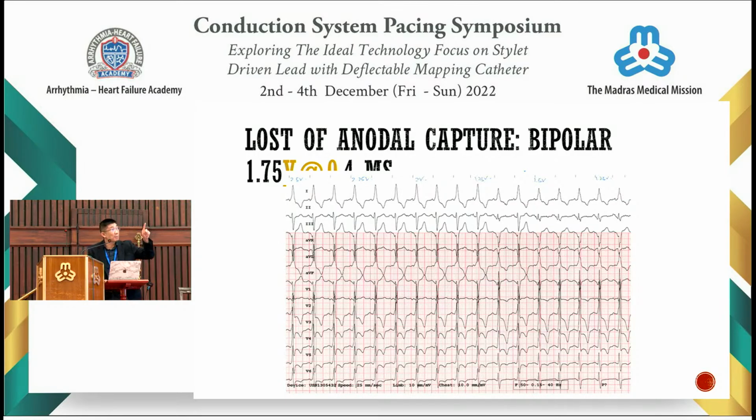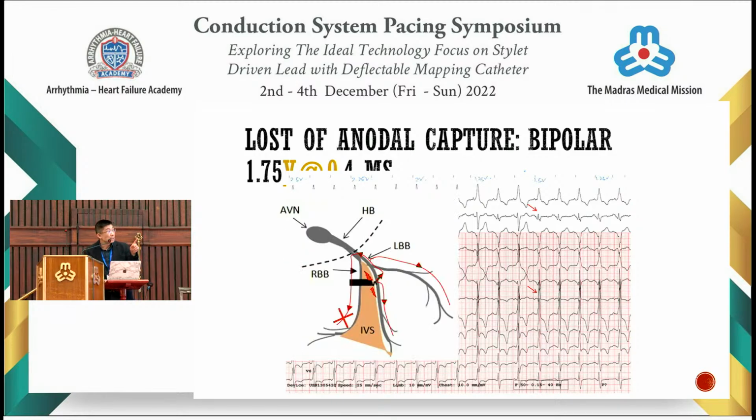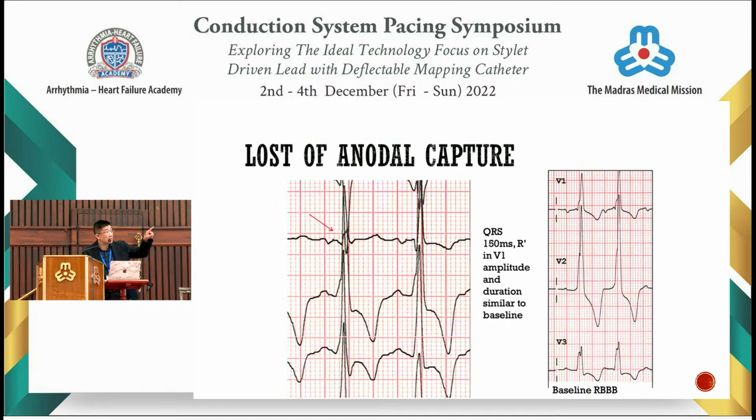So as we drop the capture down, I should correct that slide, it's terrible. Okay, to about threshold, about 1.75 at 0.4, you see there's a change. You see that? Now you have lost anodal capture. When you lose anodal capture, you don't have the right bundle correction. The anodal side has lost capture, but you have non-selective left bundle branch capture alone. Now you can see there's a change. The R becomes more pronounced in V1, and that's the baseline on the far right there.